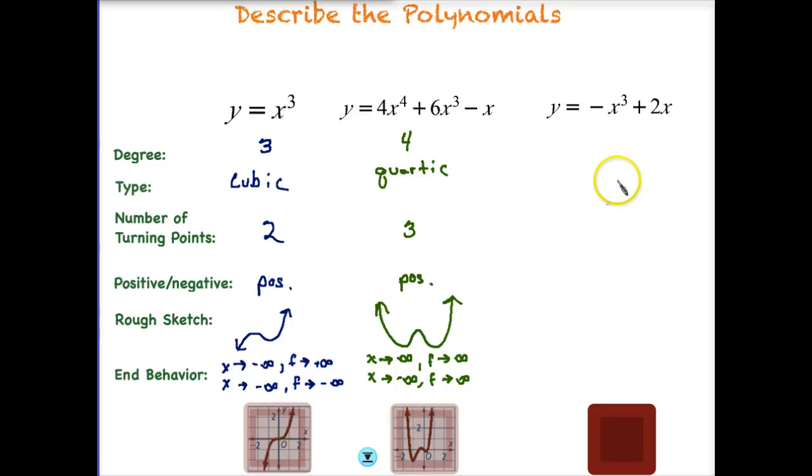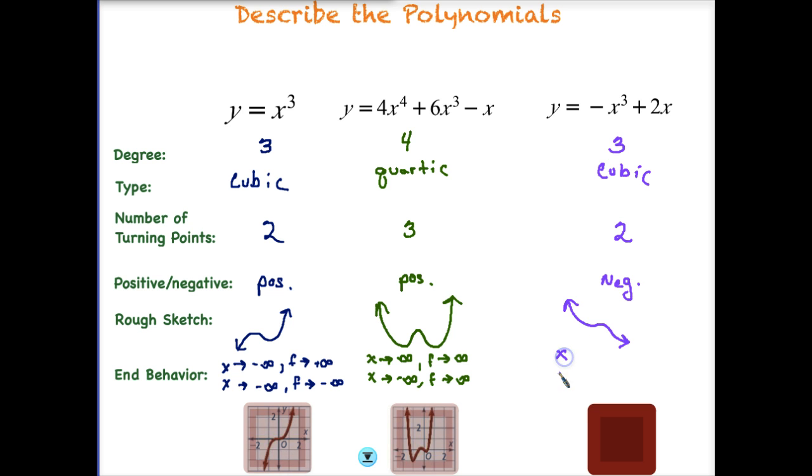Last but not least is this final one. This is to the 3rd power again. So we still have another cubic. The number of turning points we know is 2. This time, though, our leading coefficient is a negative 1, so we have a negative here, which means that instead of going up from left to right like this one, we're going to go down. So if I make my rough sketch, I'm going to go down something like that. And I've got to have my 2 turning points in there.